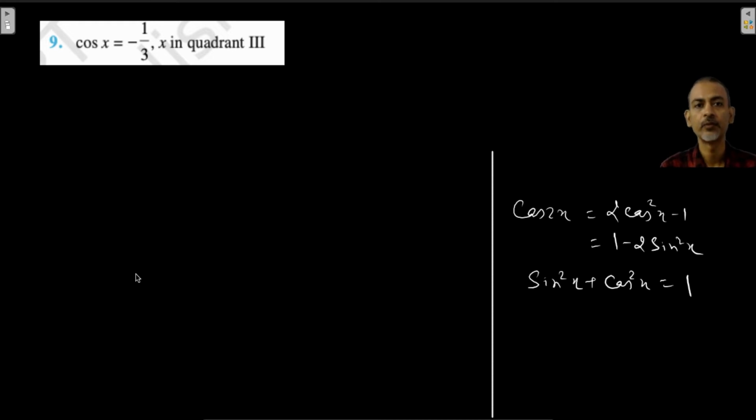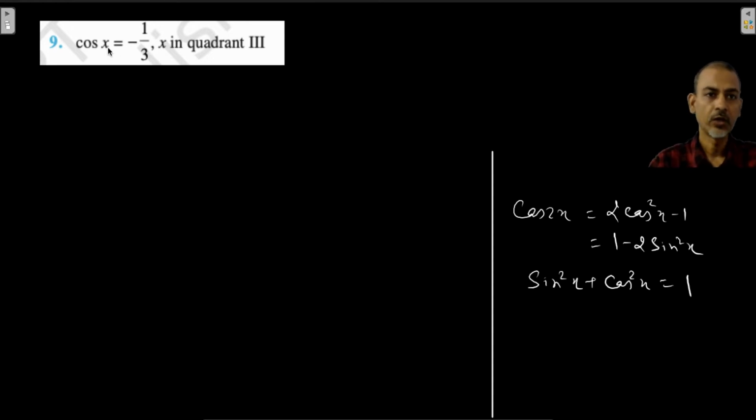So before proceeding with the exercise, we will just look at some of the formulae which we might be using in this particular lecture. The first formula is cos 2x equals 2 cos square x minus 1, and this can also be written as 1 minus 2 sin square x equals cos 2x, and sin square x plus cos square x equals 1. So probably with these equations we should be able to solve this particular problem.